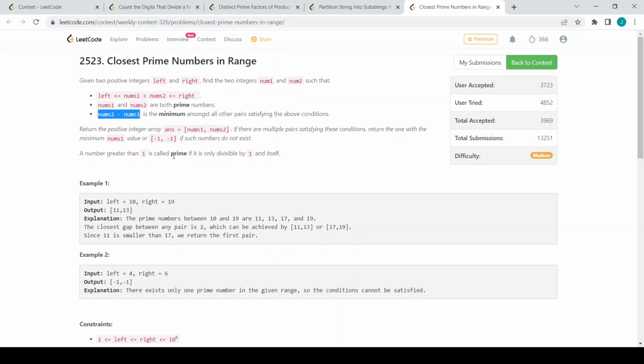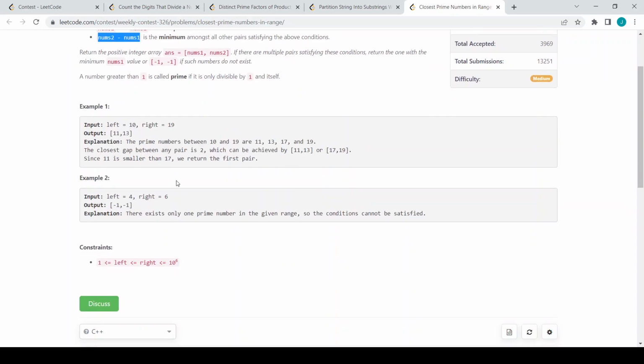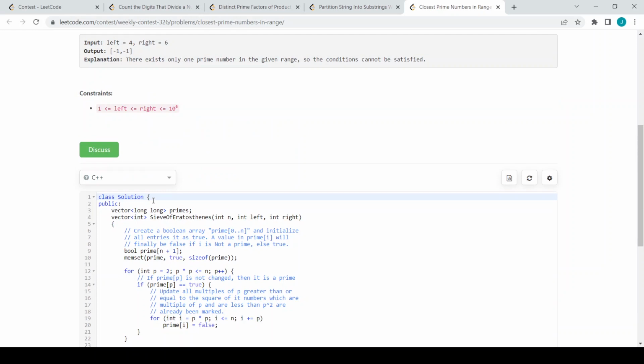A number greater than 1 is called a prime if it is only divisible by 1 and itself, so that we know. So how can we solve this problem? If left and right are 10 and 19, we can take all possible pairs, and it may become an n square solution if we take all pairs within the range and take only prime numbers. But how can we solve this efficiently? I will give an example so that you will get an idea.